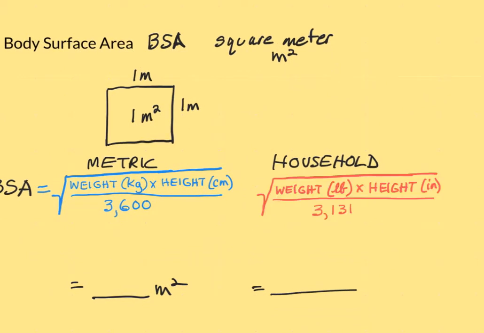You can also calculate a patient's BSA if you have measured the patient's weight in pounds and height in inches. You multiply those two, divide by 3,131, and take the square root, and you will still get your answer in meters squared. This formula is designed so that in either case you do not need to include the units in your calculations. It will always work out to meters squared if you keep your kilograms with your centimeters and your 3,600, and you keep your pounds, inches, and 3,131 together. Keep them separate. Either use metric or use household. Do not try to mix them.